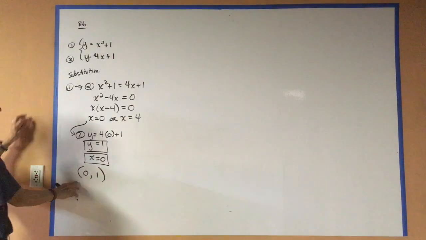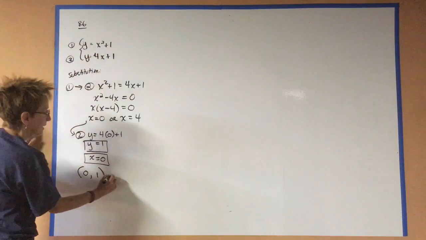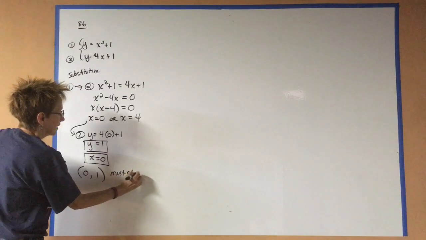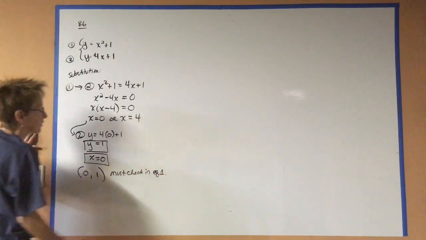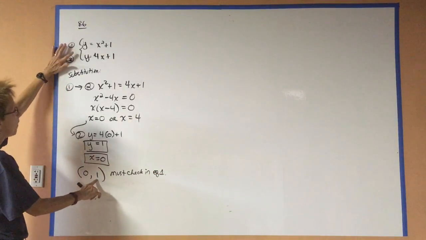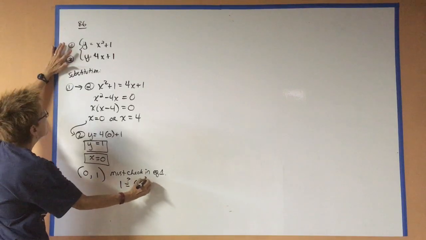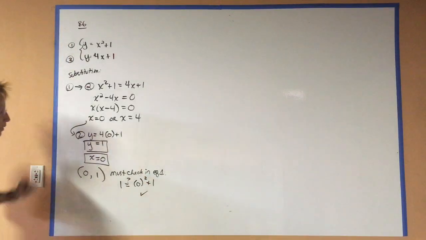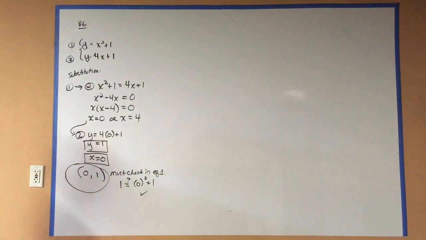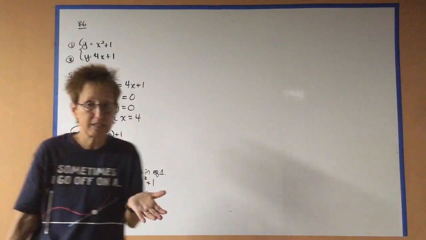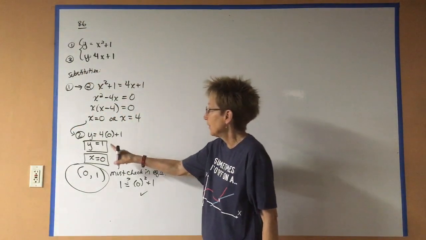Check it. Okay, you put that into here. When x is 0, y is 1. You need to check it. Must check in equation 1 to make sure that it works. So when y is 1, is x going to be 0? Yes, it works. So this is a good solution right here. So there's one place where they intersect. So maybe the line just intersects the parabola as the tangent to it, just in one point. But we have another answer here.